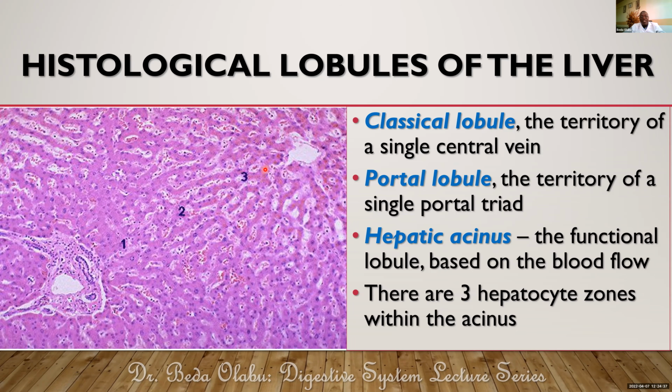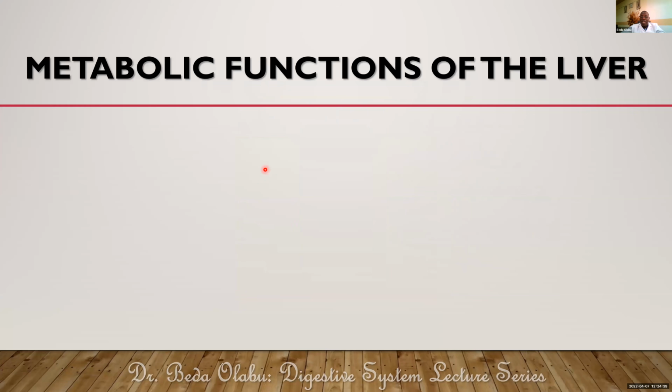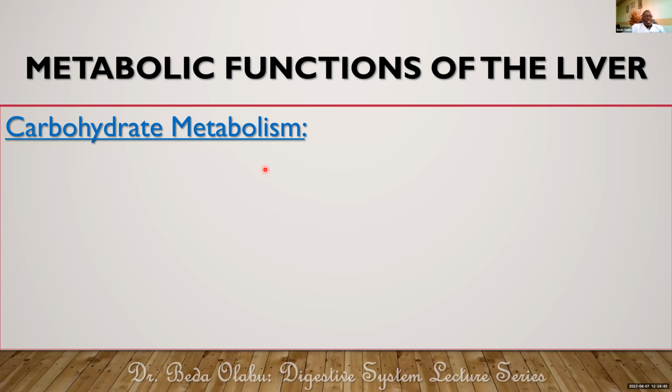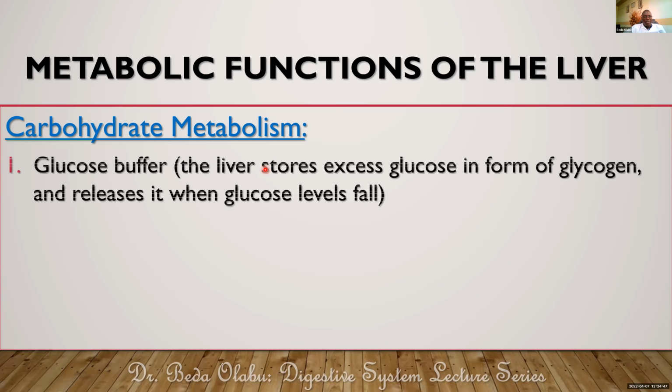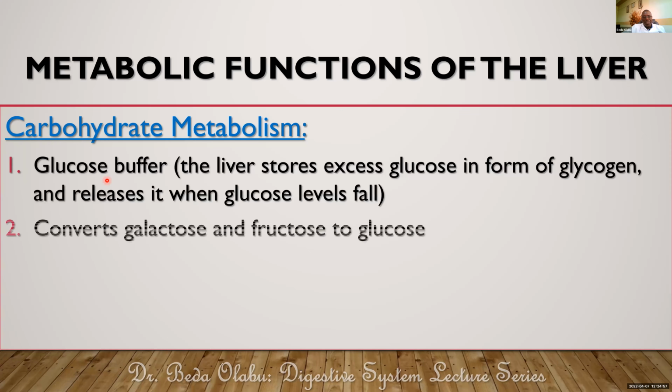That is liver histology. Let's talk about metabolic functions of the liver. There are a lot of metabolic functions of the liver. We start with carbohydrate metabolism. The liver functions as a glucose buffer because it is able to store extra glucose in the form of glycogen, and when you need it, it can break down that glycogen.